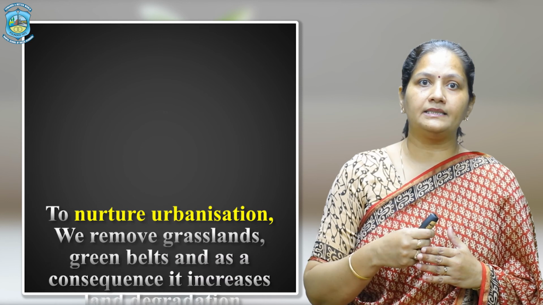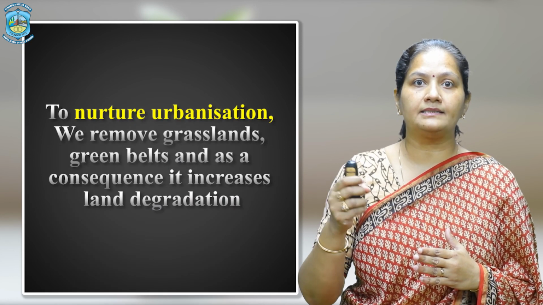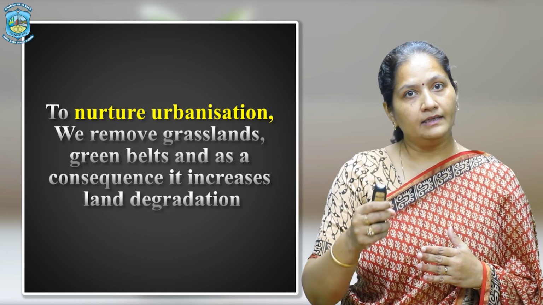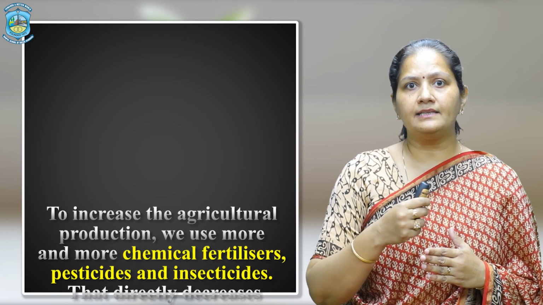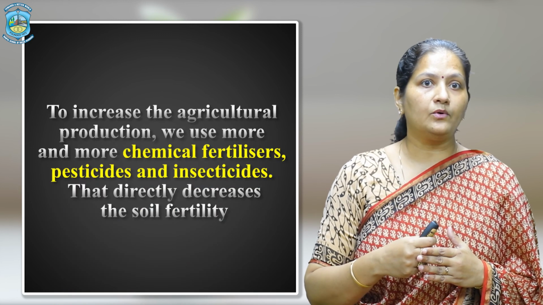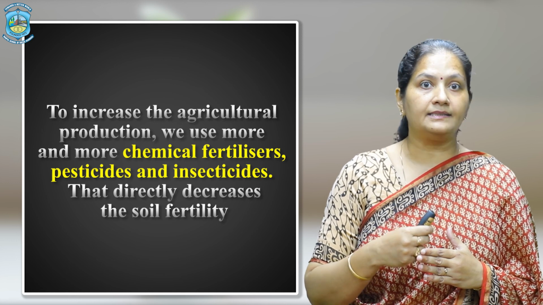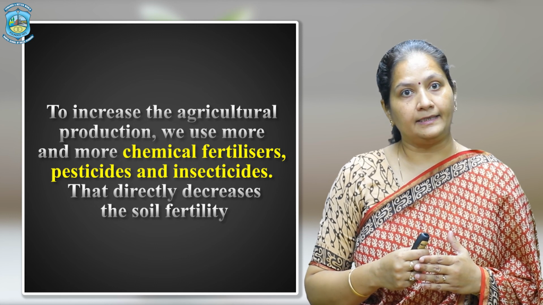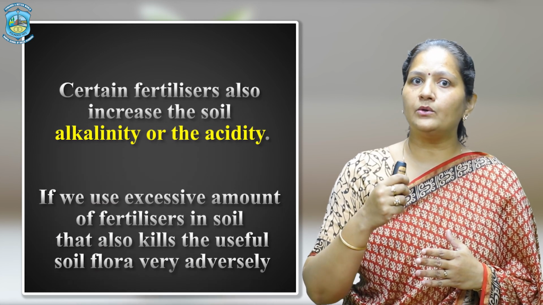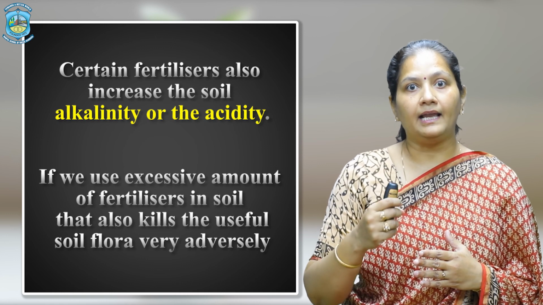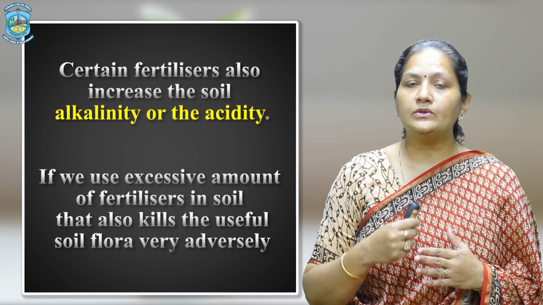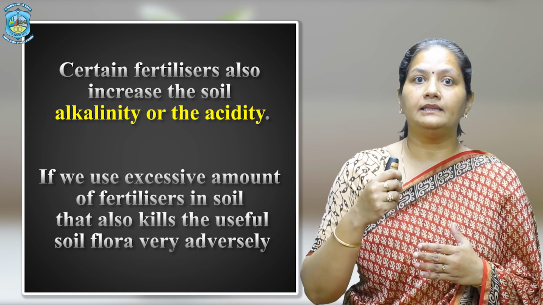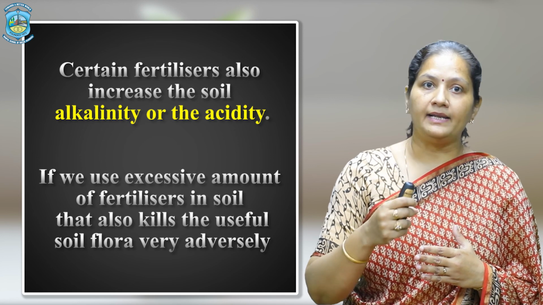To nurture urbanization, we remove grasslands and green belts, and as a consequence, it increases land degradation. To increase agricultural production, we use more and more chemical fertilizers, pesticides, and insecticides that directly decrease the soil fertility. Certain fertilizers also increase the soil alkalinity and acidity. If we use an excessive amount of fertilizers in soil, that also adversely kills the useful soil flora.